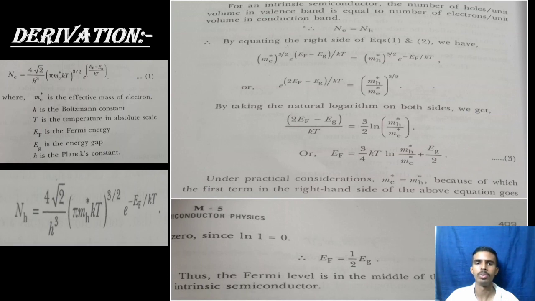Under practical consideration, the effective mass of electron is equal to the effective mass of the hole. So the right side of the equation becomes 0 as mh star and me star get cancelled and ln 1 is equal to 0. So 3/4 kT ln (mh star by me star) is equal to 0. So from this equation, we can conclude that EF is equal to half of Eg, which means the Fermi level is in the middle of the energy gap of the intrinsic semiconductor, or the Fermi energy is half of the energy gap.